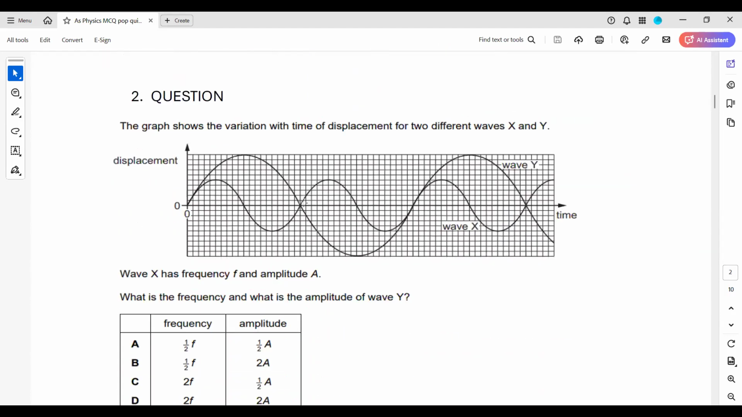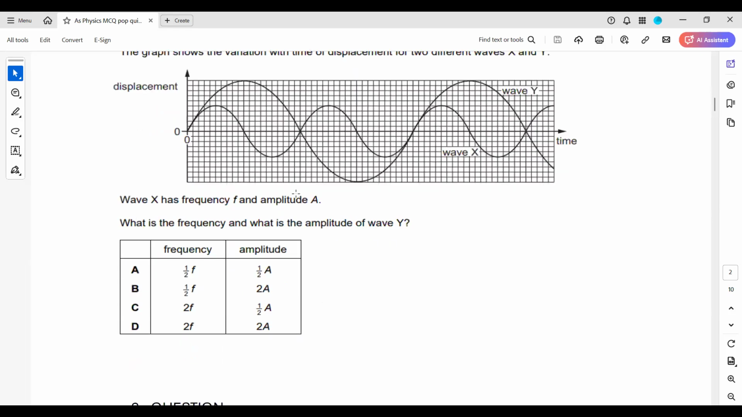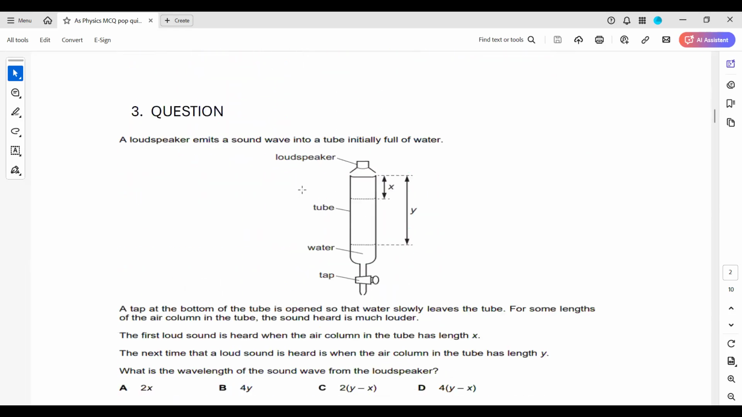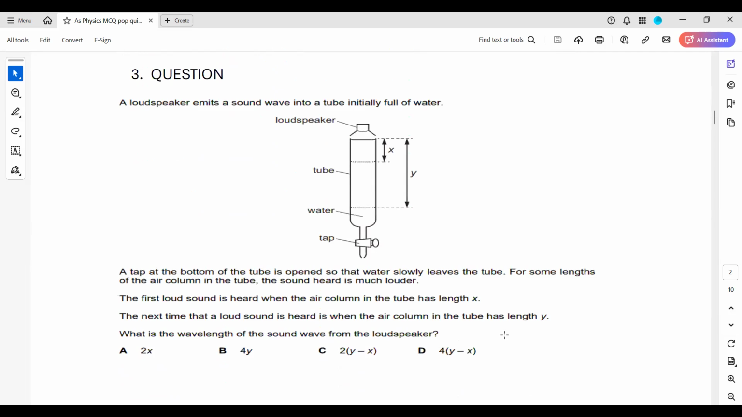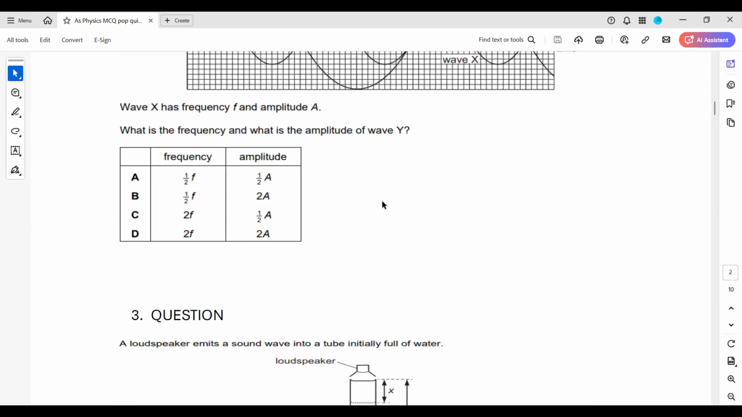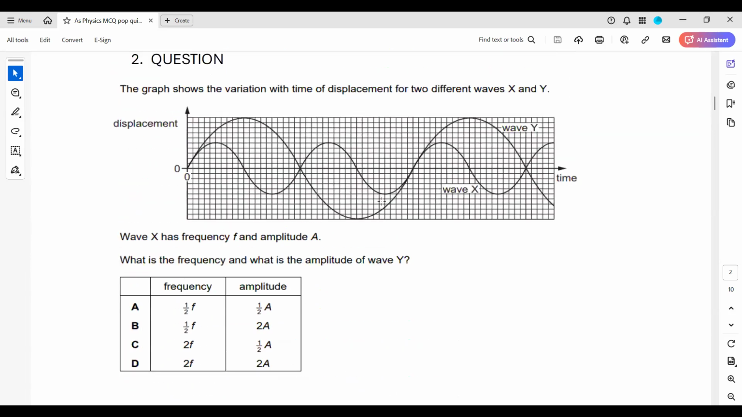Question two, any doubt? Question three, any doubt? Question two and three. In question two, the graph shows a variation with time for the displacement of the two waves x and y.